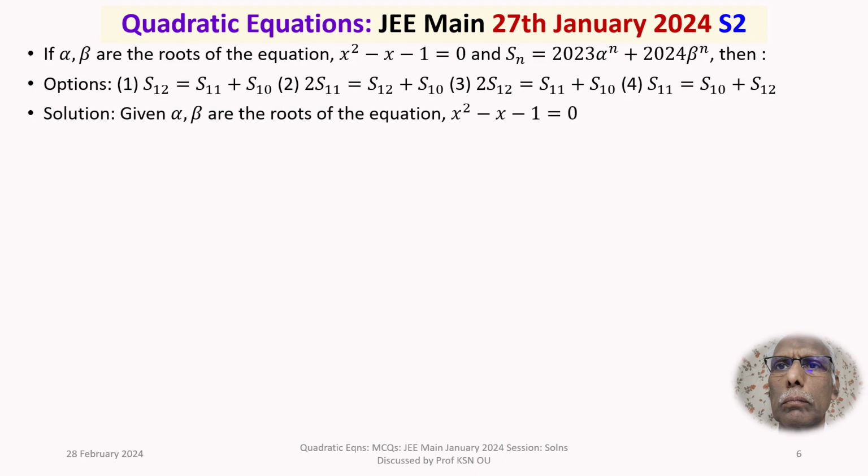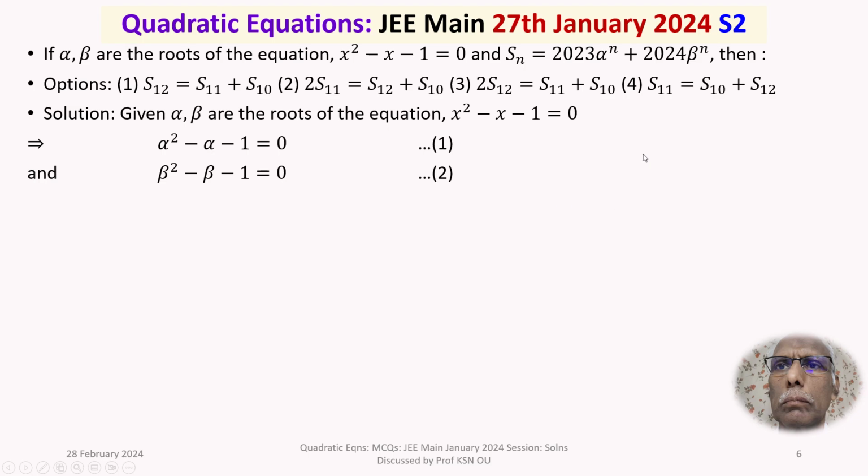We are given alpha and beta are the roots of this quadratic equation, x square minus x minus 1 is equal to 0. So if alpha is a root, alpha satisfies this equation. So alpha square minus alpha minus 1 is equal to 0. Let's call this equation number 1. Also beta is a root, therefore beta satisfies this equation. Therefore you get beta square minus beta minus 1 is equal to 0. Call this equation 2.